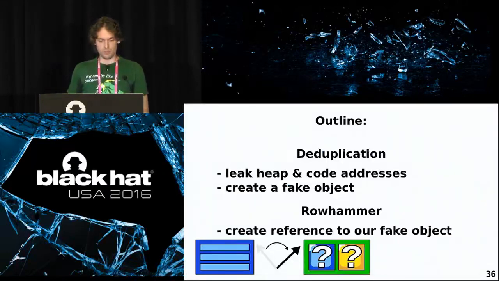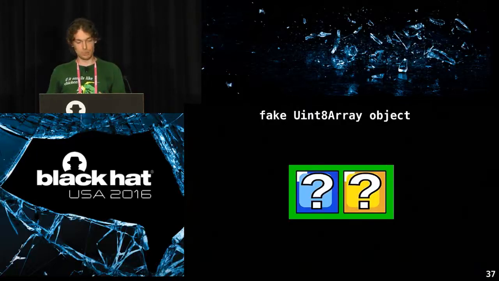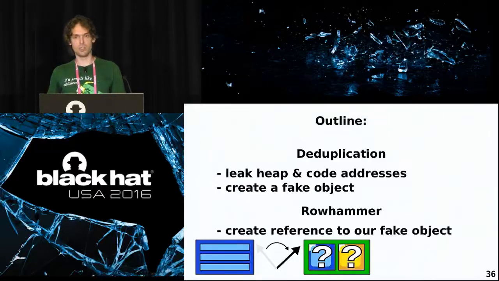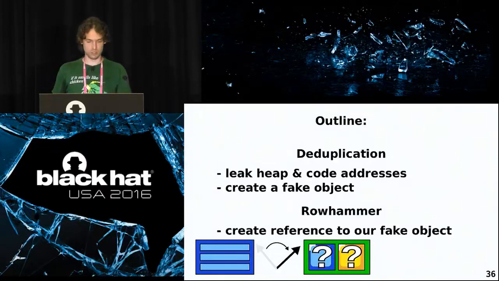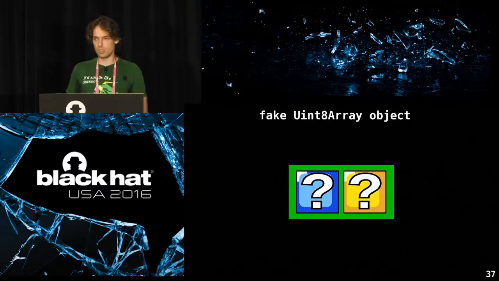So now we have leaked heap and code pointers. Now we can create a fake object, and then we'll use rowhammer to flip a bit and create a reference to this object. The object we've chosen to create is a typed array, which allows us to basically manipulate any writable code in the address space, and read data.